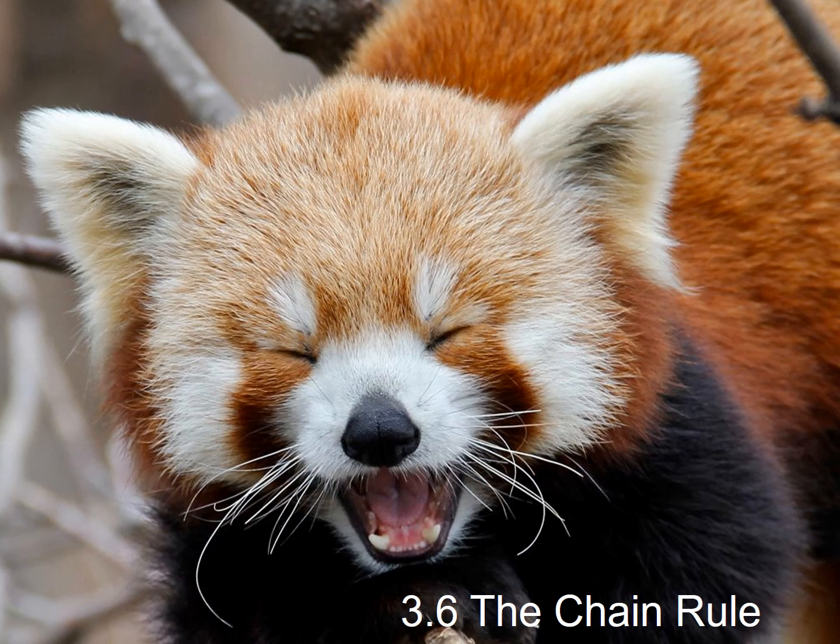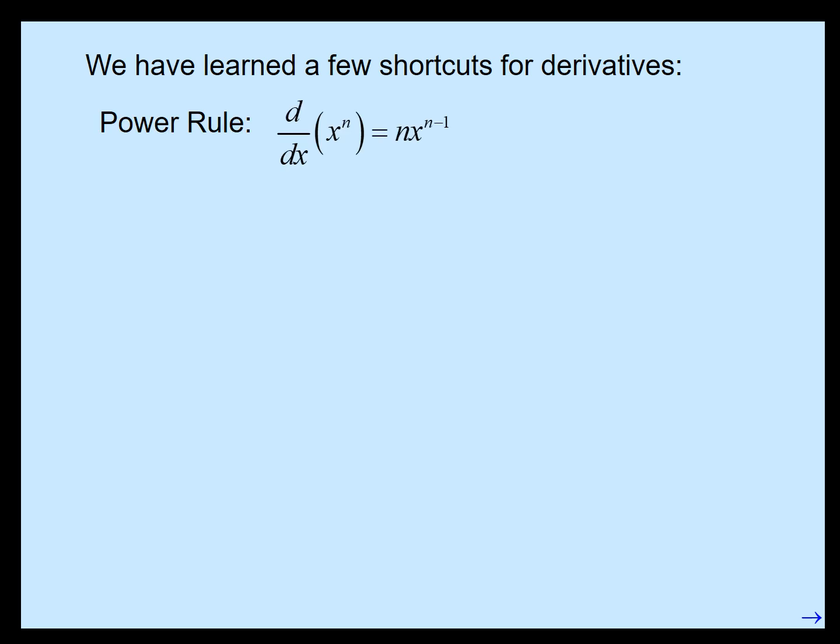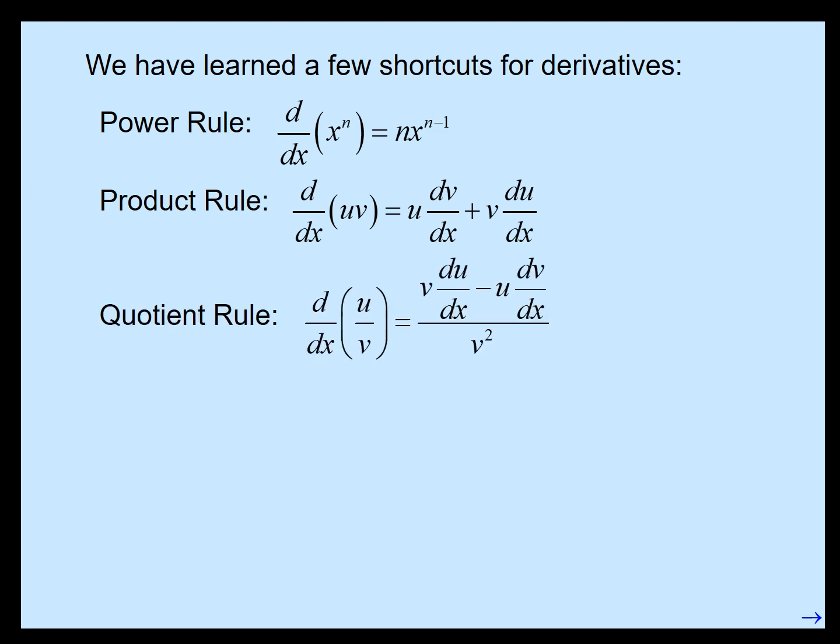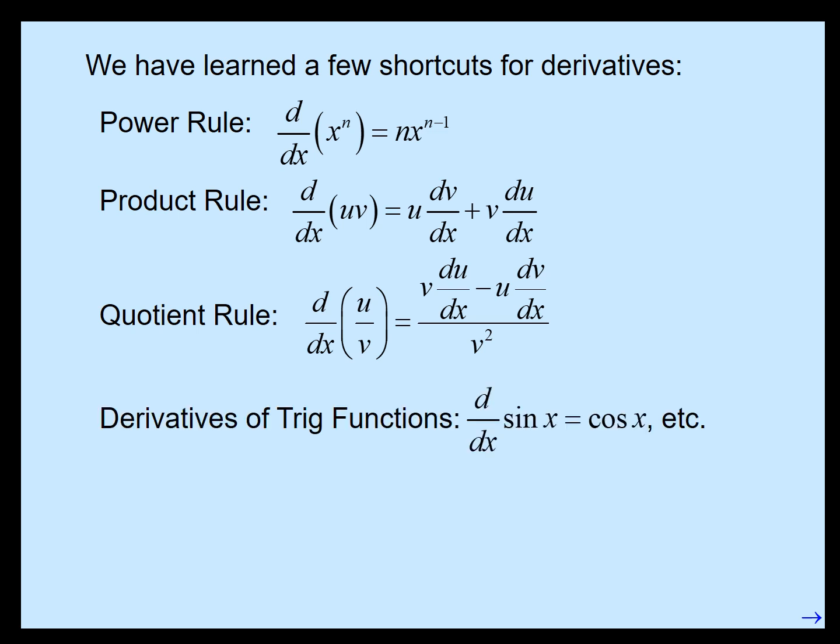Today we're going to take a look at what we call the chain rule. So first, here are some of the derivative shortcuts we've learned so far: the power rule, the product rule, so if we have two functions multiplied, we can take the derivative, quotient rule that allows us to take the derivative if we have two functions being divided, and we have our trig functions that we can take the derivative of: sine, cosine, tangent, cosecant, secant, cotangent.